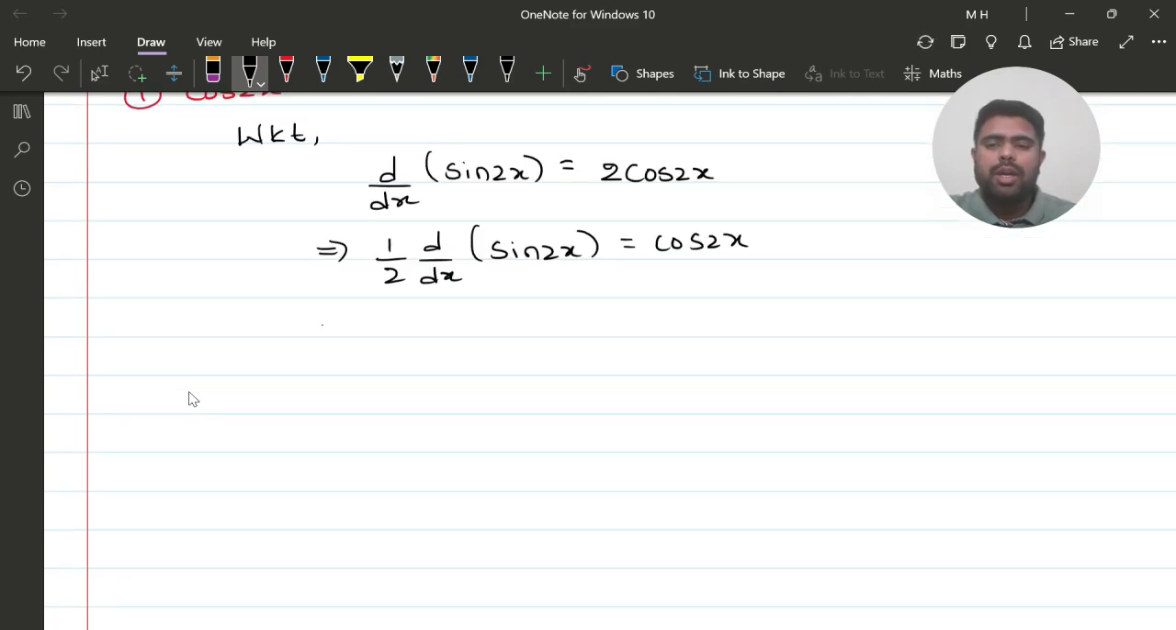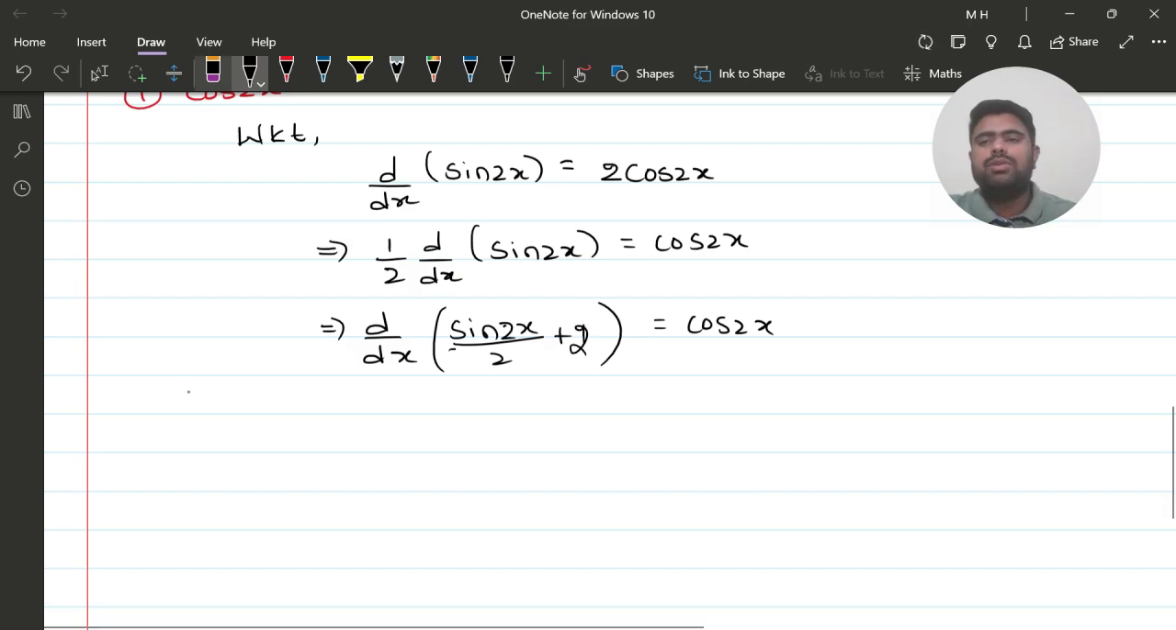This 1/2, whether it is inside the derivative or outside, is the same. So what I will do is d by dx of sin 2x divided by 2 equal to cos 2x. Now you see, if I add 1 to this sin 2x by 2, the derivative of 1 is 0, so again we will get the same derivative. If I add 2, again we will get the same derivative. So if I add any constant, let's say c, what will I get?